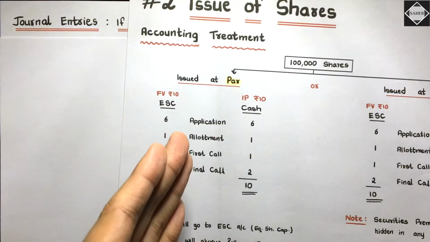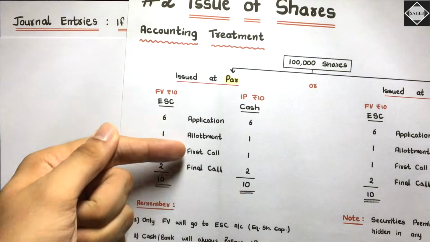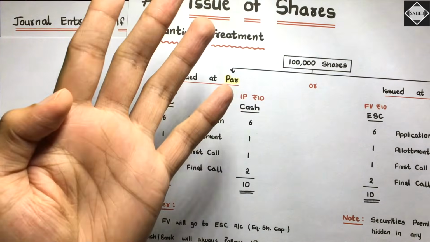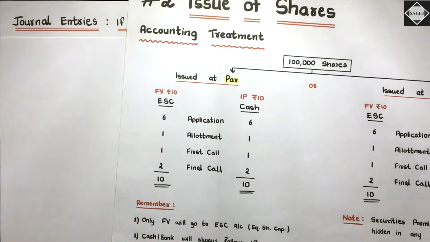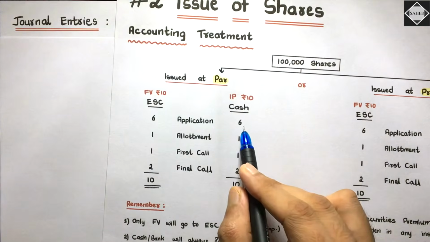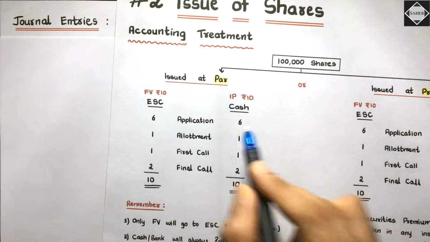Now here we have how many stages, how many installments? 4 installments: application, allotment, first call, final call. First, what happened? First, we issued the prospectus. We let the people know about our IPO. We are issuing the shares to public. Then people applied for the shares along with the application money. So we got applications from people along with the application money, 6 rupees per share.